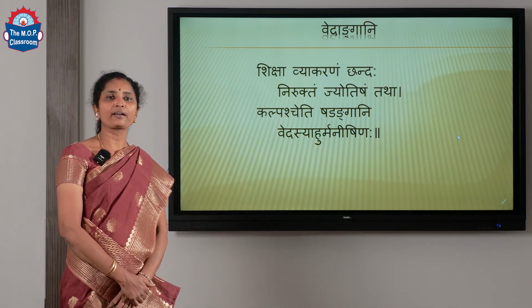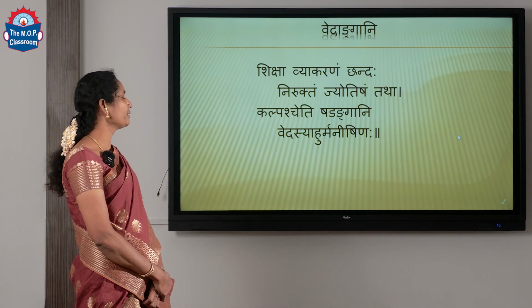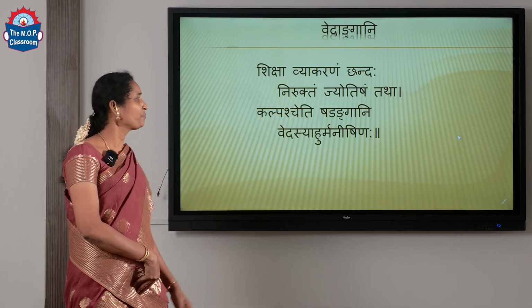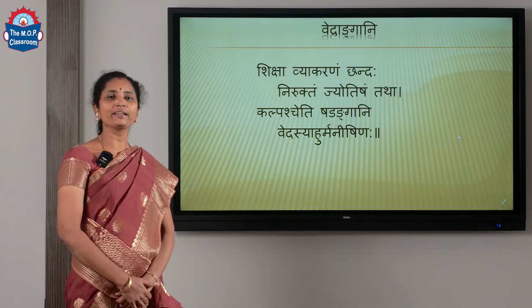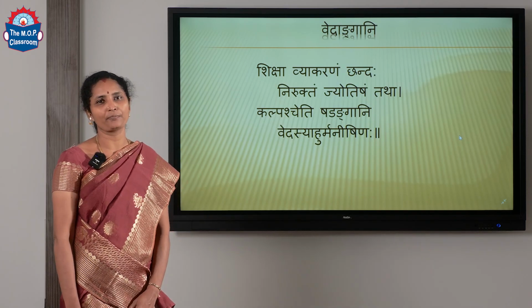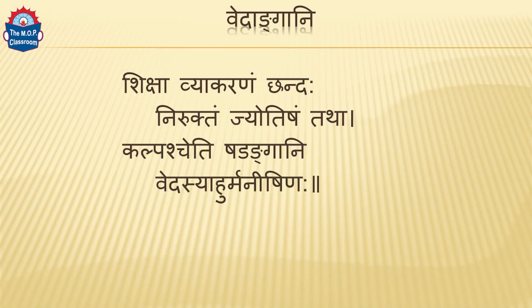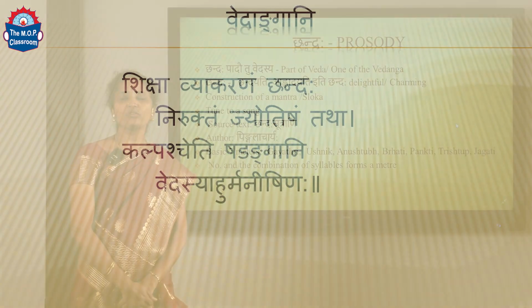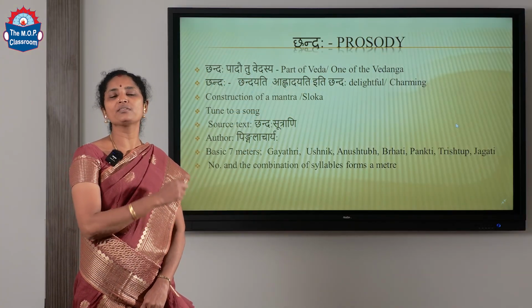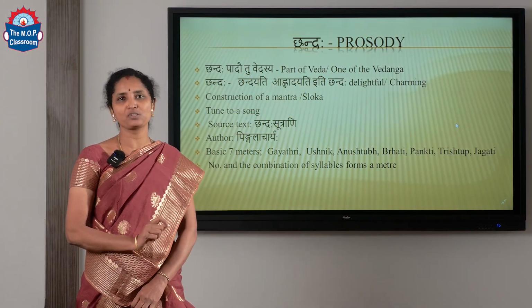Shiksha, Vyakaranam, Chandaha, Niruktam, Jyotisham, Tatha, Kalpascheti, Shadangani, Vedasyahur Manishinaha. So these 6 are called Vedangas: Siksha, Vyakaranam, Chandaha, Niruktam, Jyotisham and Kalpa. Of these 6 Vedangas, in today's class we are going to see about this particular Vedanga called Chandas.